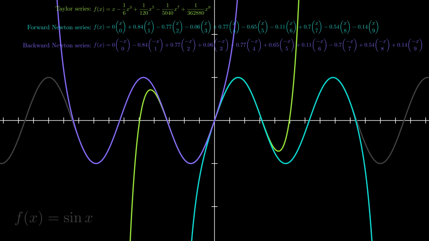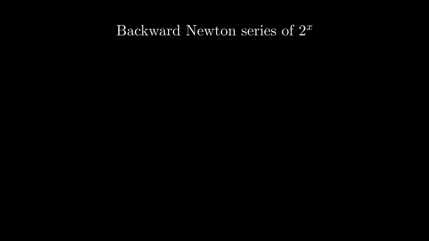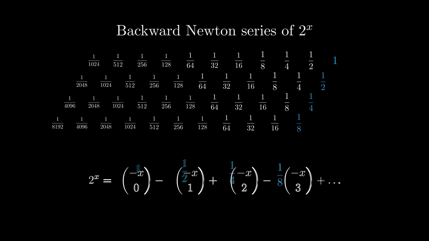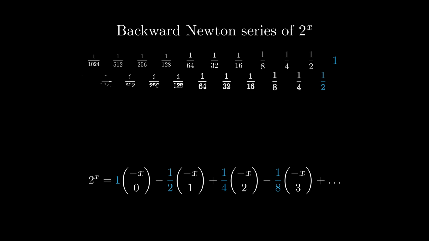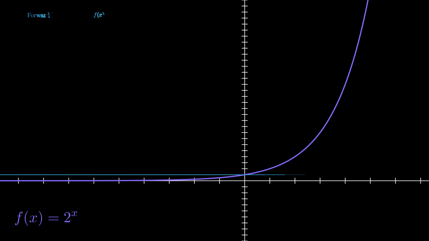We can finally answer the question we put aside a while ago. How can we use the dark side of Pascal's triangle to fix the divergent negative side of the forward Newton series for 2 to the x? Let's now find the backward Newton series for 2 to the x instead of the forward series. Write out the sequence as usual, collect the coefficients, and notice that they are simply decreasing powers of 2. Plug them into our backward-facing Gregory-Newton formula, and we have our backward Newton series for 2 to the x. Let's now plot the different series of 2 to the x to compare.